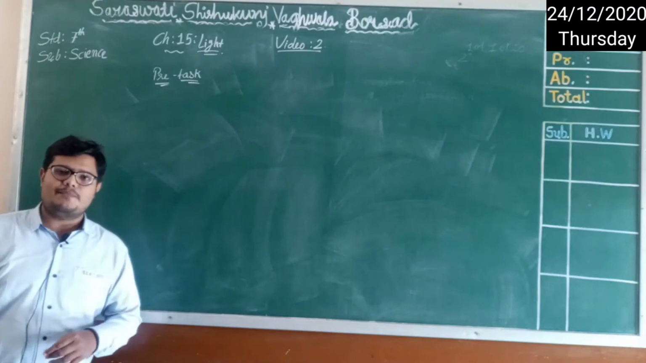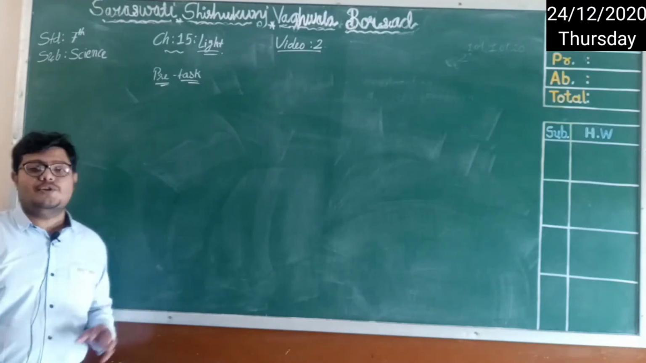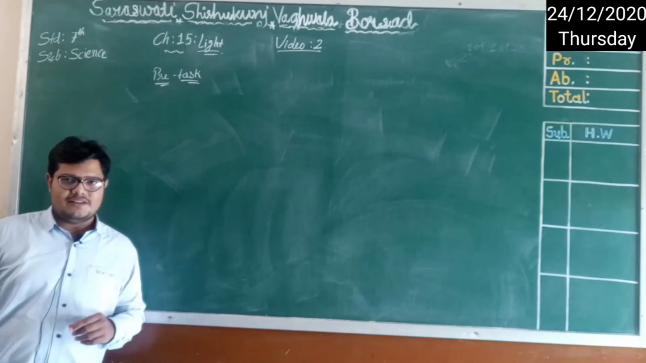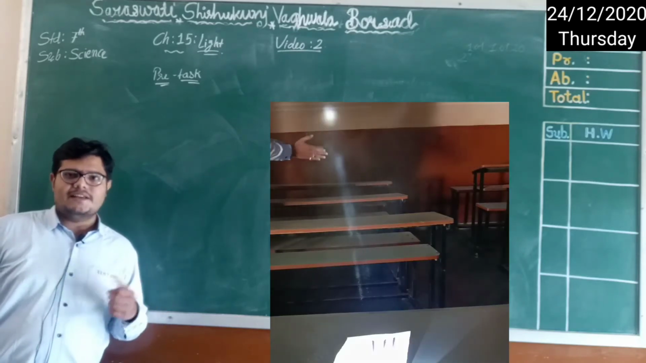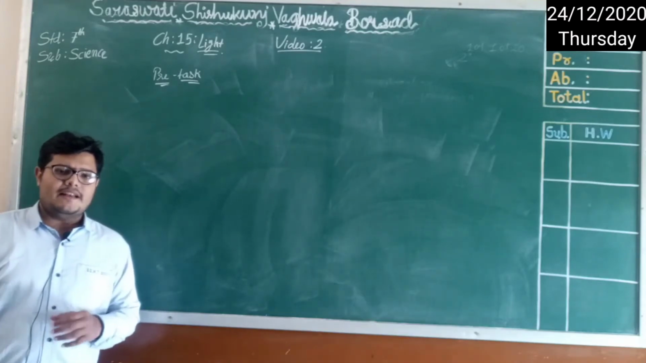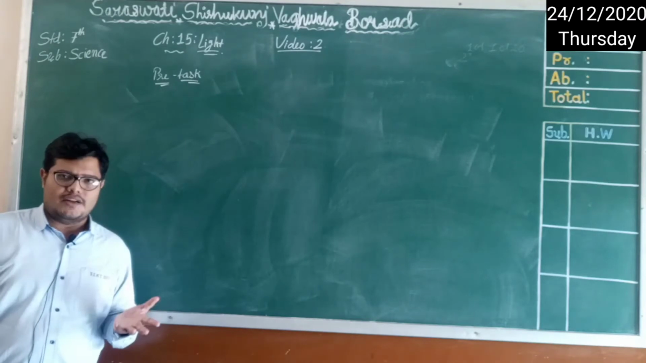We are continuing with chapter number 15, Light. This is video number 2. In the first part of the video, we studied that light travels in a straight path. We have seen this activity. Then we also studied that we can see reflection in the water, even in mirrors, right?